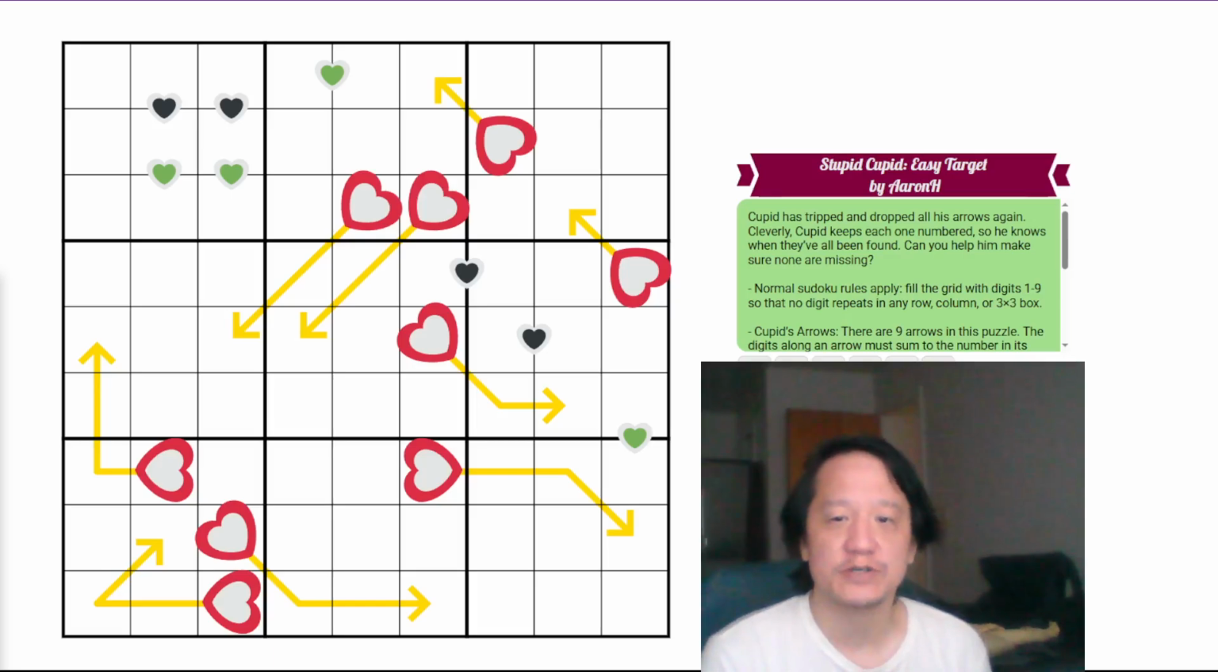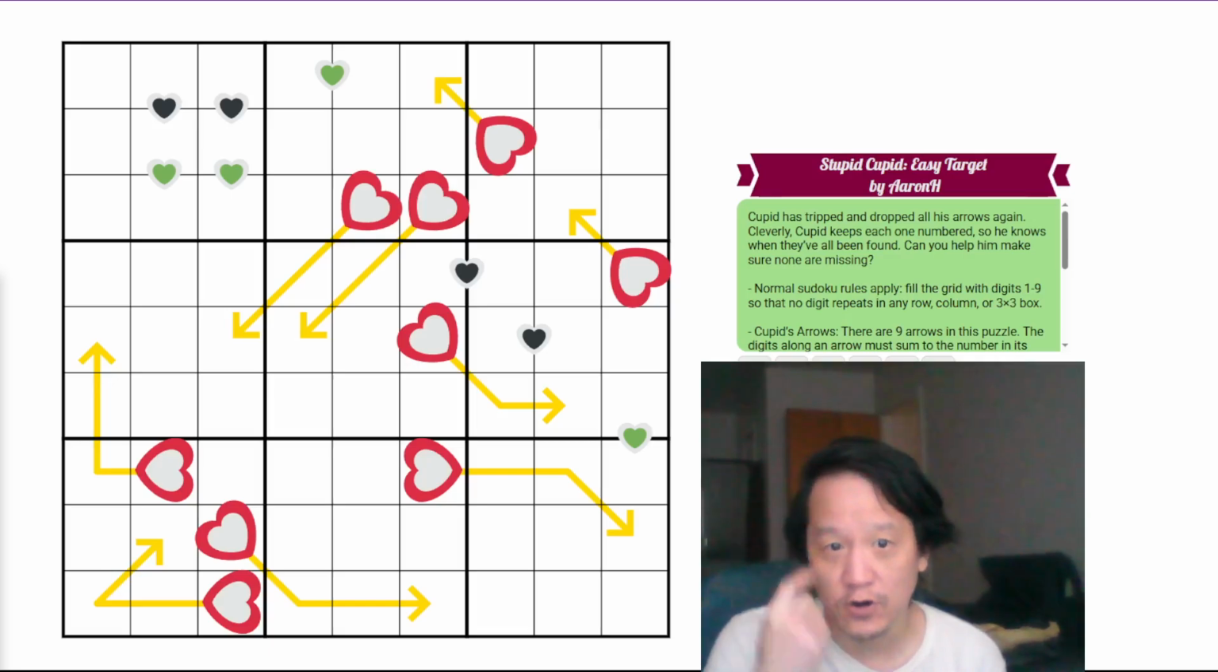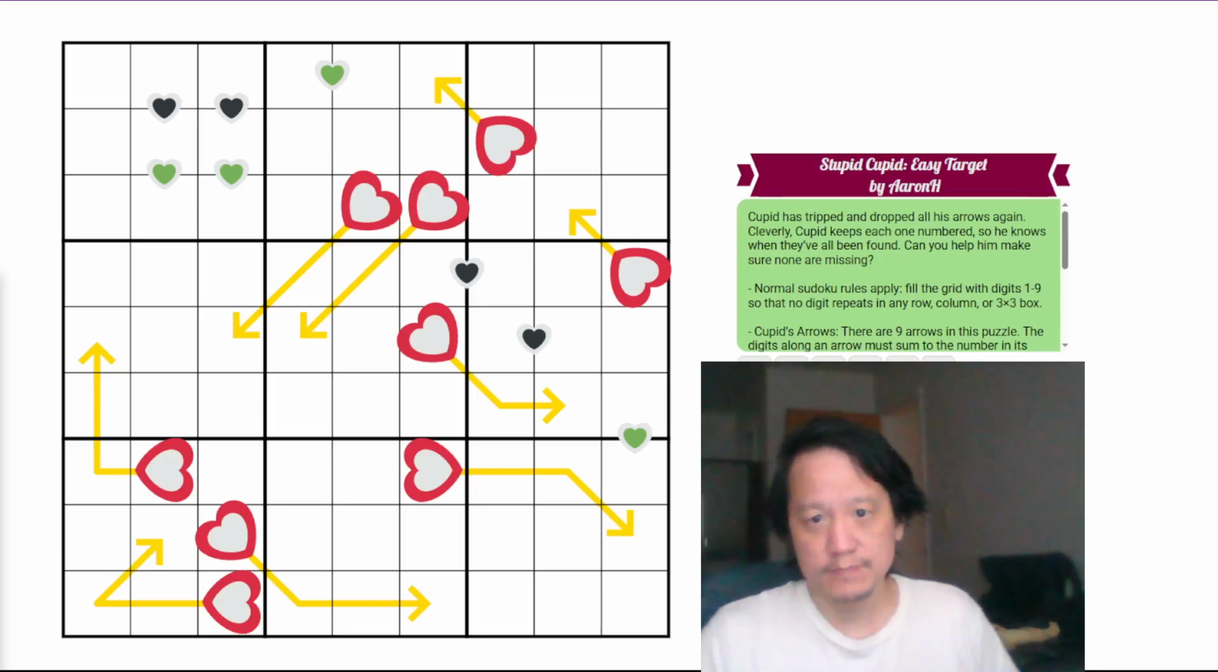Today's very easy puzzle is called Stupid Cupid, Easy Target by Aaron H. And here are the rules. Cupid has tripped and dropped all his arrows again. Cleverly, Cupid keeps each one numbered so that he knows when they've all been found. Can you help him make sure none are missing?